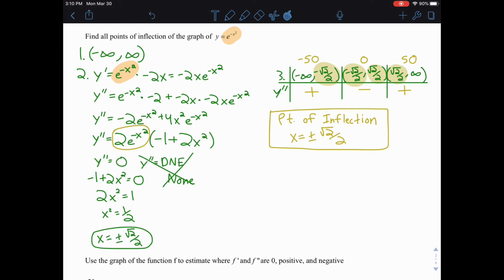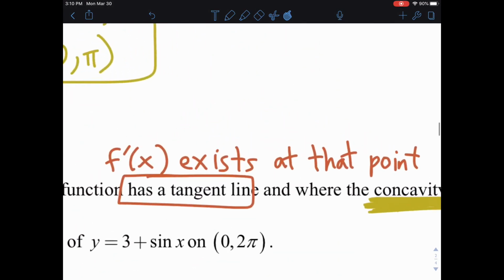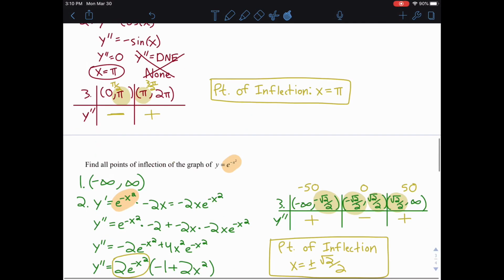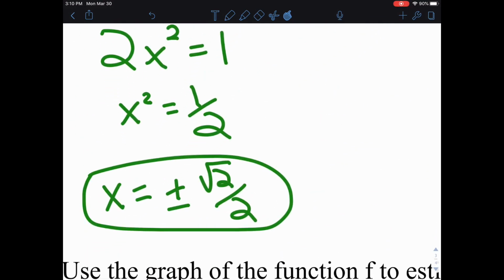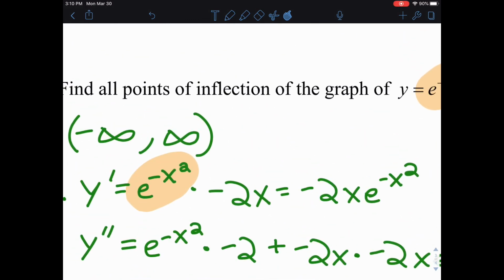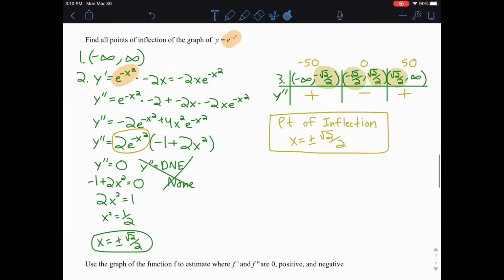Now we didn't really talk about it, but if we go back up to the definition, remember, f prime should exist at that point as well. So you always do want to take your potential points of inflection and plug them into y prime. Do I get anything wrong here? Basically, are those x values in the domain of y prime? That's something else you want to check for as well, but the main thing here is going to be doing the concavity test.